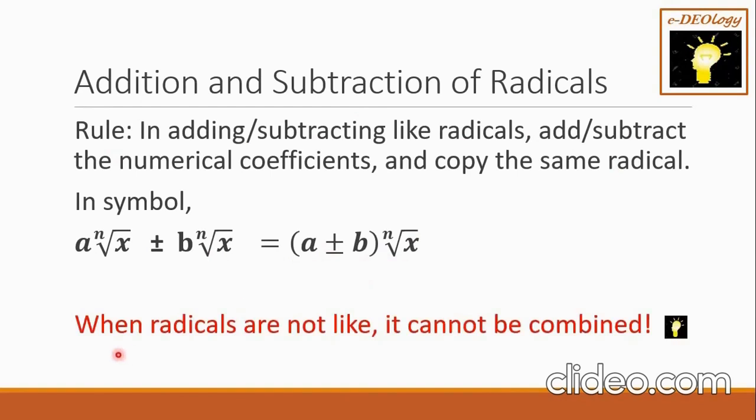Take note that when radicals are not like, they cannot be combined. Let's have example 1: 5 cube root of 7 plus 4 cube root of 7. Let us check the radicand and the index. The radicands are both 7 and the indices are both 3. So these two are like radicals.